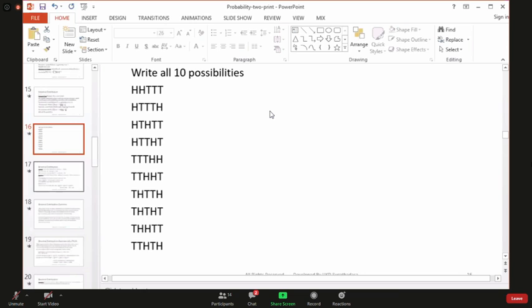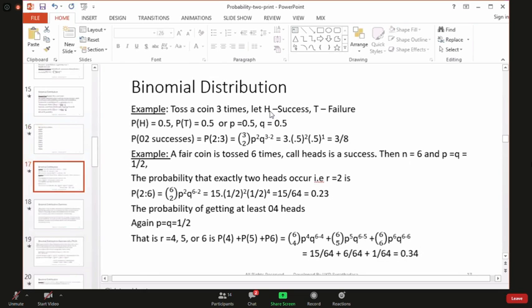This is another example. Toss a coin 3 times. All the previous examples we can actually simplify. You get the answer very easily using the binomial distribution. Toss a coin 3 times. Suppose H is the success, T is a failure, P(H) is 0.5, P(T) is 0.5. For 2 successes, what is the probability? 3C2, P2, Q to the power 3 minus 2. Simplify, 3 by 8. Can we get the same answer as earlier also? The probability of 2H is 3 by 8.